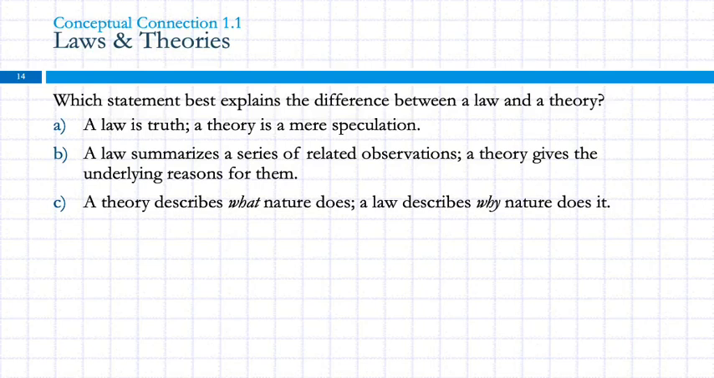Anybody want to volunteer? B. The answer is B. C is very tempting, but it's exactly backwards. If we change C and say a theory describes why nature does something and a law describes what it does, then C would be correct. A is just plain wrong. Any questions?